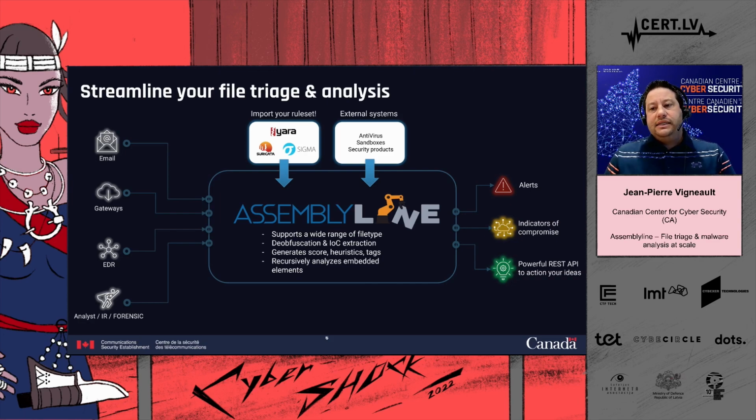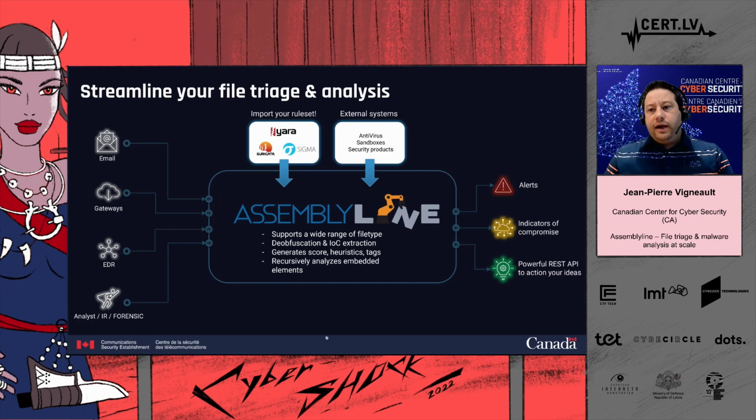So the idea is that Assemblyline will centralize file triage and scanning, but also enable you to integrate commercial platforms into it, such as antivirus, sandbox, and other security products. And you can also import all of your rule sets into the tool, either open source or commercial YARA signatures, Suricata, and also Sigma signatures.